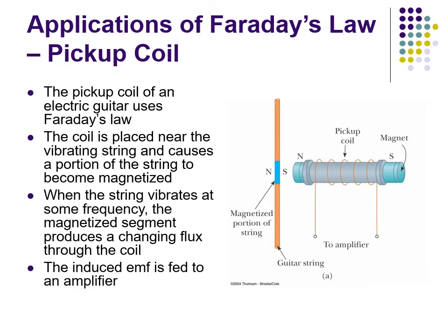This is a little fun application for Faraday's law: this is how we actually create the electric guitar. We have a little piece of magnetized string, and when it vibrates near the pickup, as it moves back and forth, what we're getting is a change in the flux through the pickup coil. And the pickup coil is basically a solenoid that has a wire that wraps around a cylinder a bunch of times.